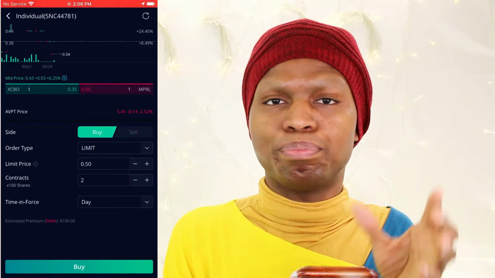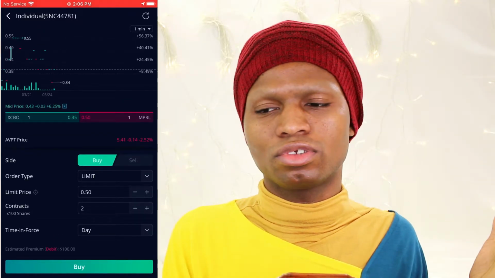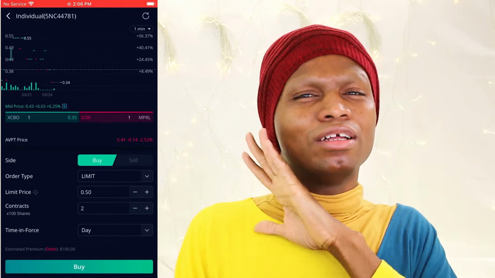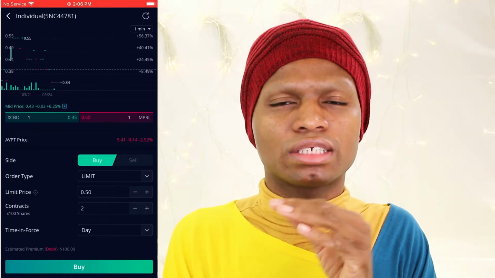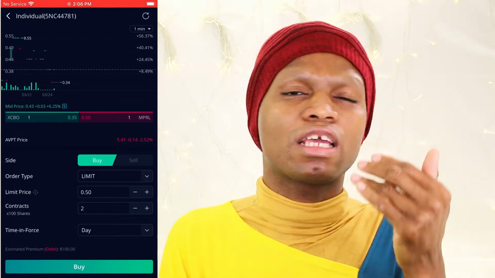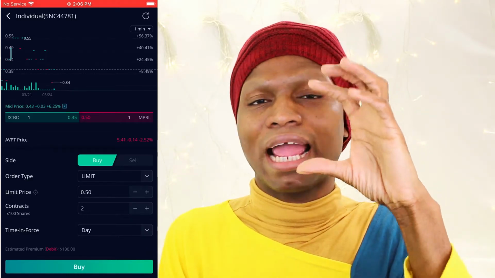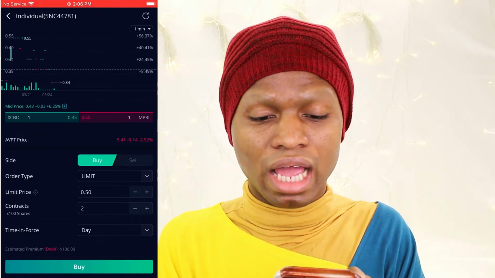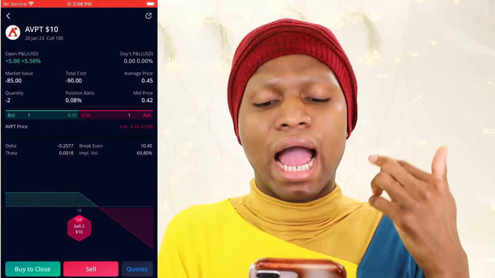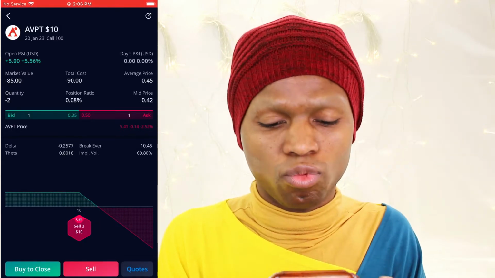So I bit the bullet and I just got it out of the way. Now I'm no longer stressed about losing those shares. What I'll do now is just average and keep buying whenever I have the money until my average comes down. So this is how you cancel that. And when it's for a put, it's the same way.